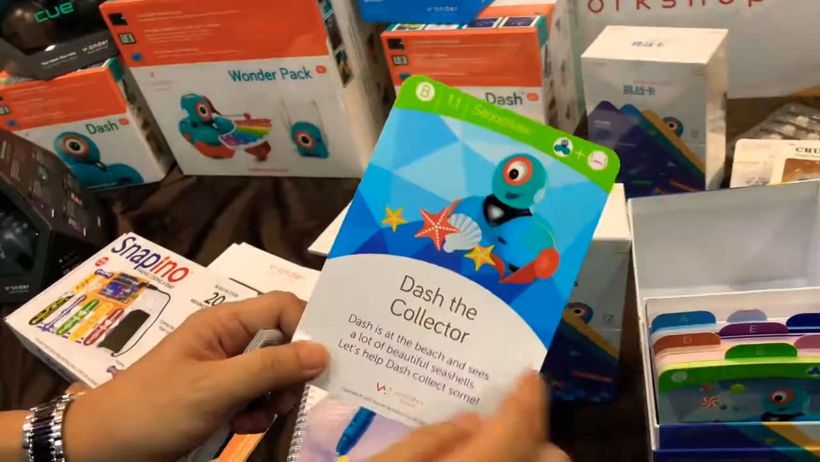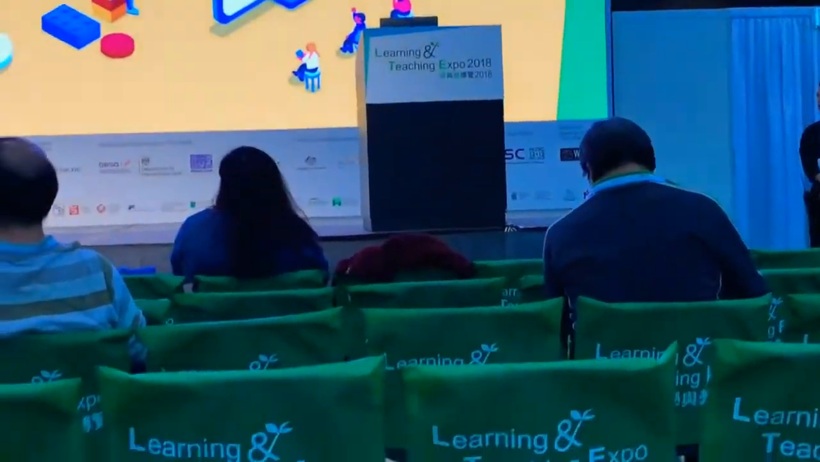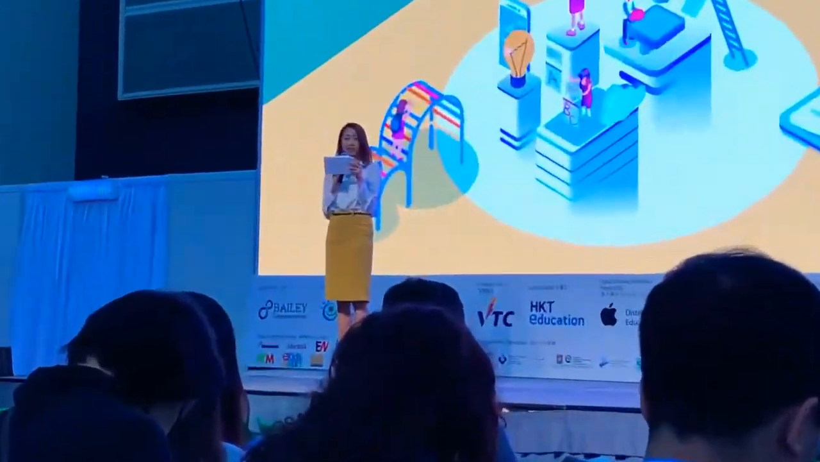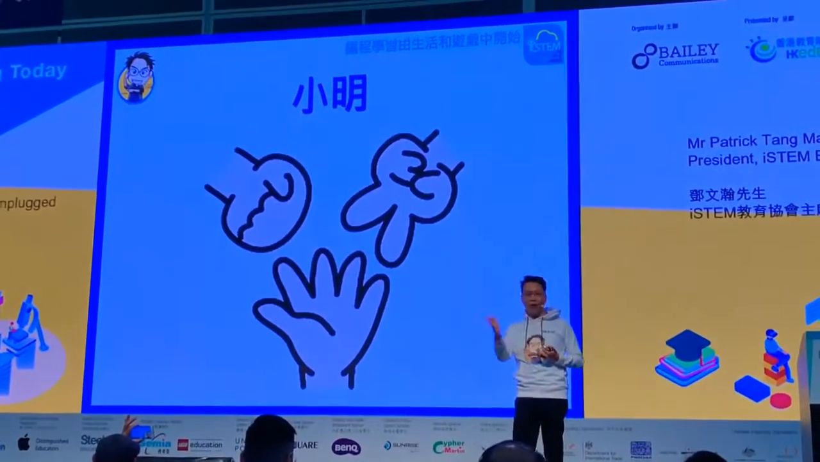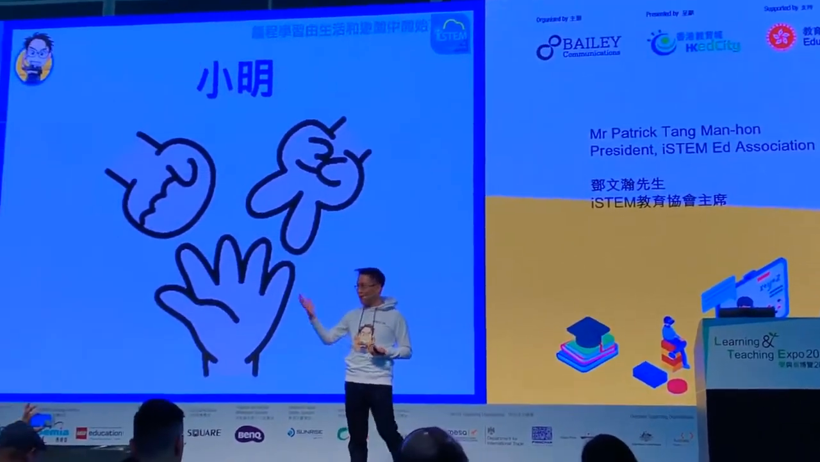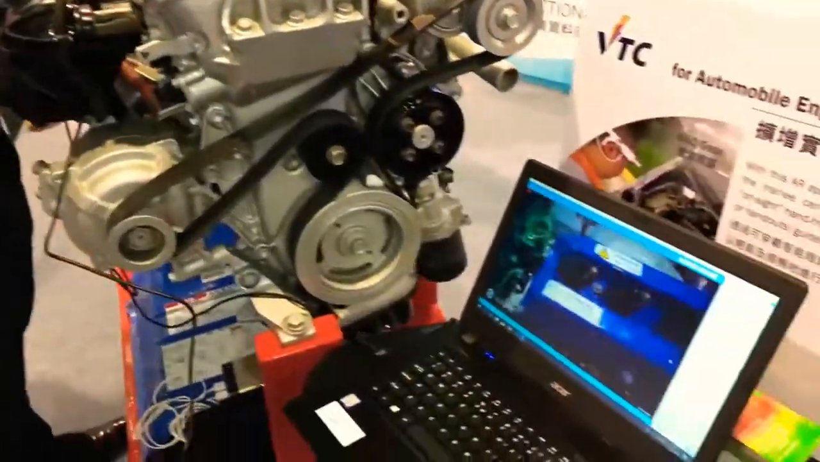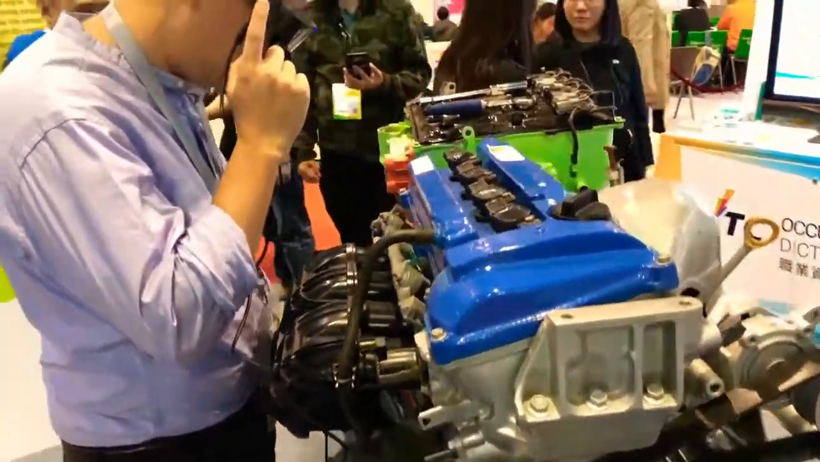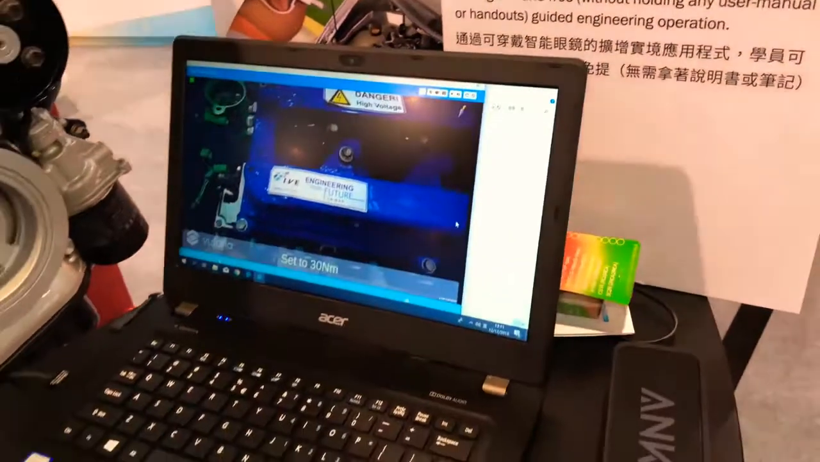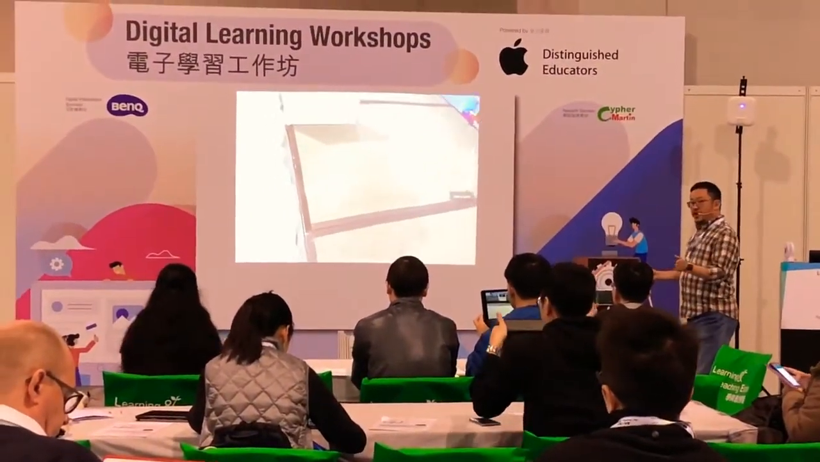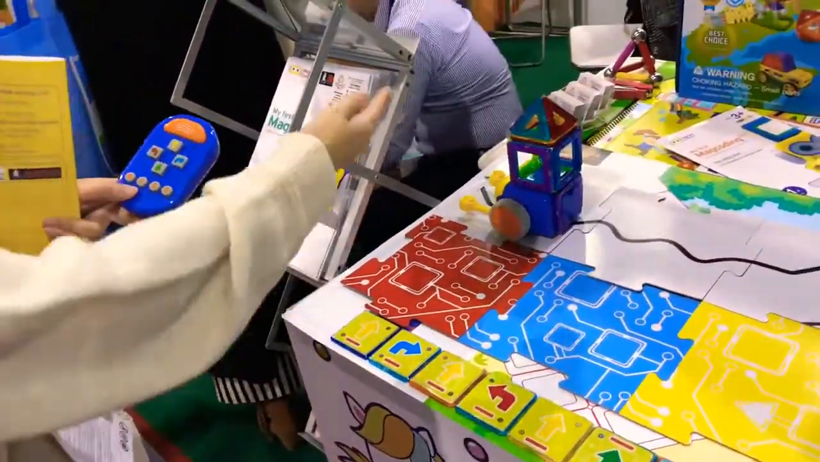Just follow the sequence. For example, this one is the collector. So at the back there's... according to my command, and then the robot will go over there.